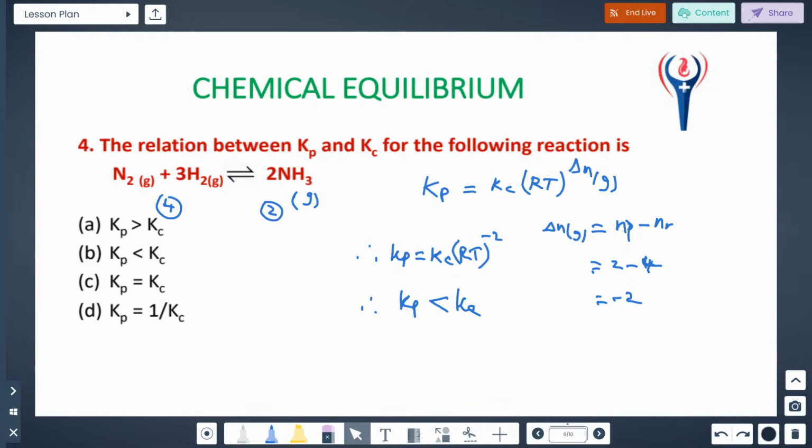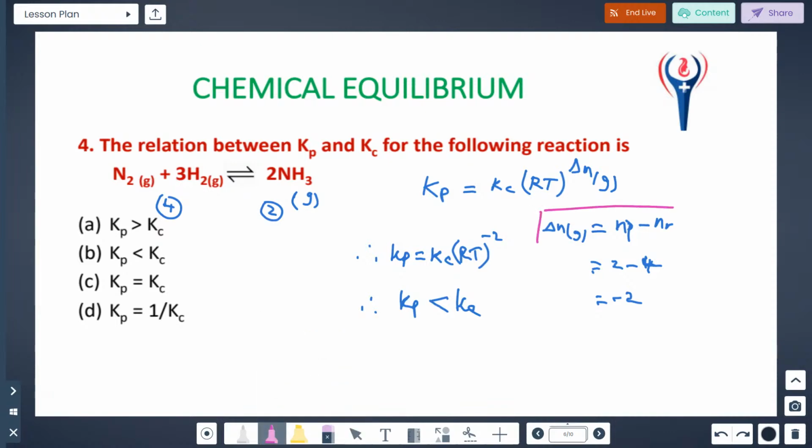Okay, students, see the fourth question, they are asking to find out the relation between Kp and Kc. You know that this is a formula, no? Kp is equal to Kc (RT) to the power delta Ng. This is a formula to relate Kp and Kc. So delta Ng, what's the formula? Np minus Nr. This is a formula to find delta Ng.